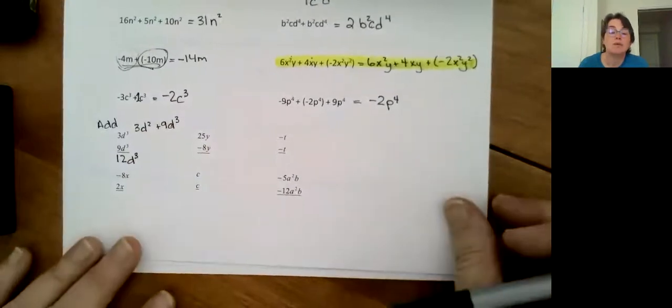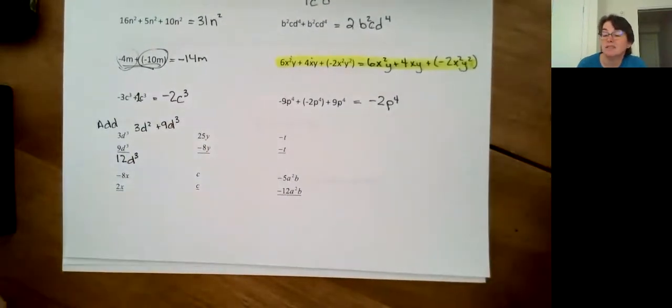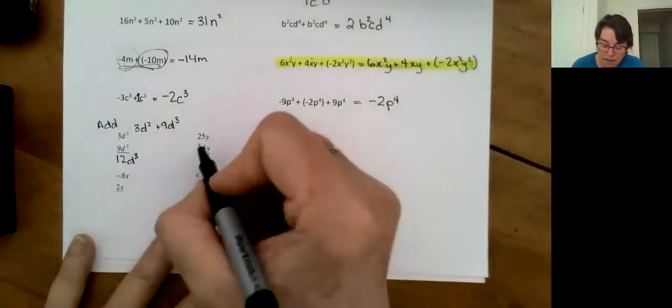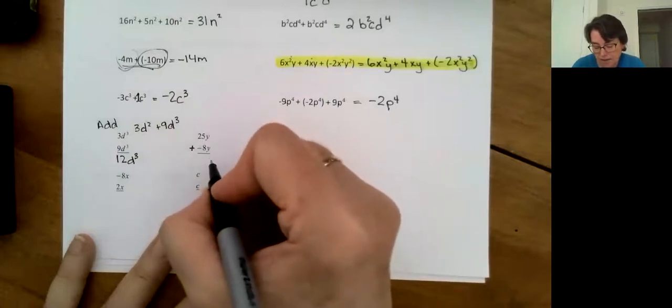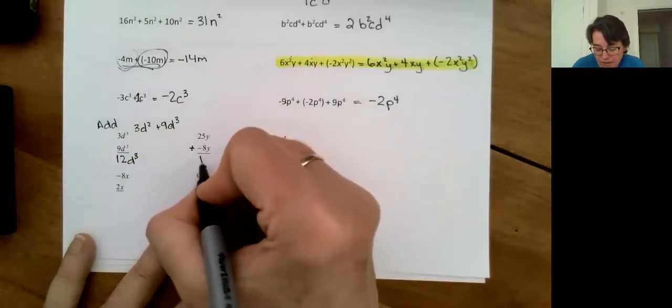I just wanted to throw in some vertical ones because some books like doing them that way. We might see it that way and it might be slightly confusing. So 25, and we put a plus there, plus negative 8. 25 minus 8 should be 17y.